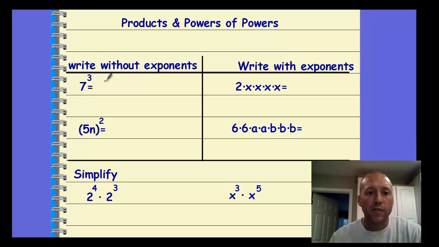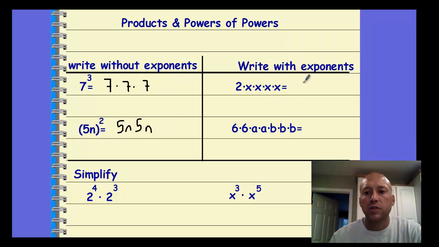So a basic one, 7 to the third is how we say that, and that's just 7 times 7 times 7. 5n squared, we've talked a little bit about this at the beginning, is that this square goes to everything it touches. It touches the parenthesis, so it goes to the 5 and the n. So you have 5n squared, so you have 5n times 5n, you have two of them.